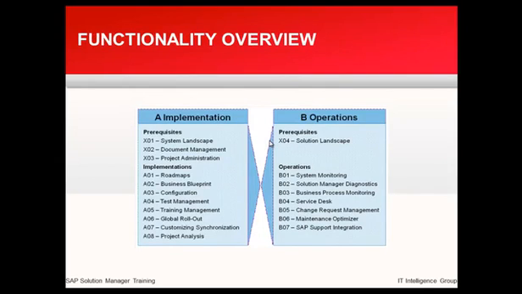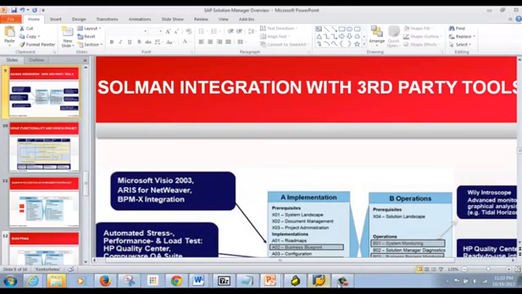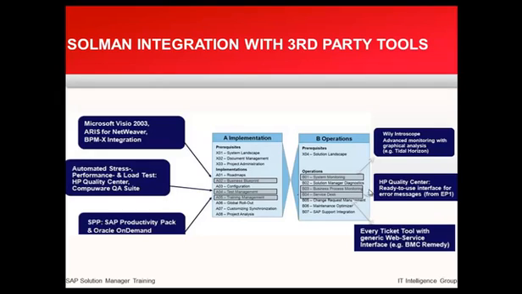Okay, then let's look at it from the functionality overview. From the functionality perspective, you can see that we have different categories. The prerequisite for implementation is that you need to have a defined system landscape, you need documentation management, and you should be able to manage your projects well. Then at the implementation phase you have roadmaps. Okay, so you can see that different functionality is provided.